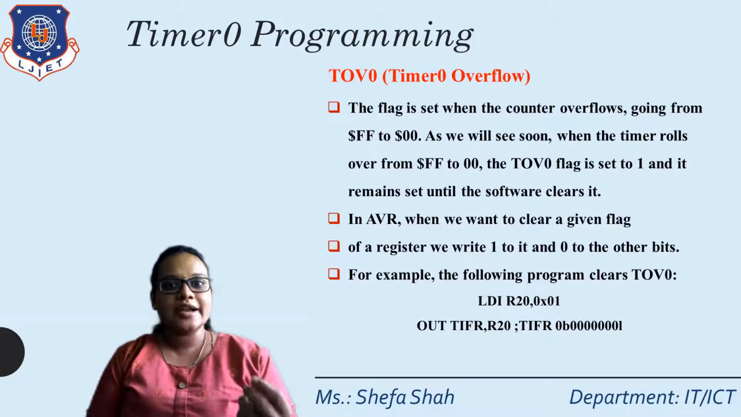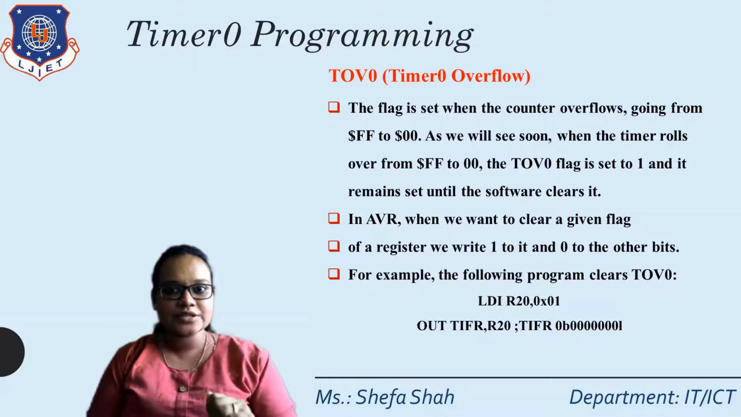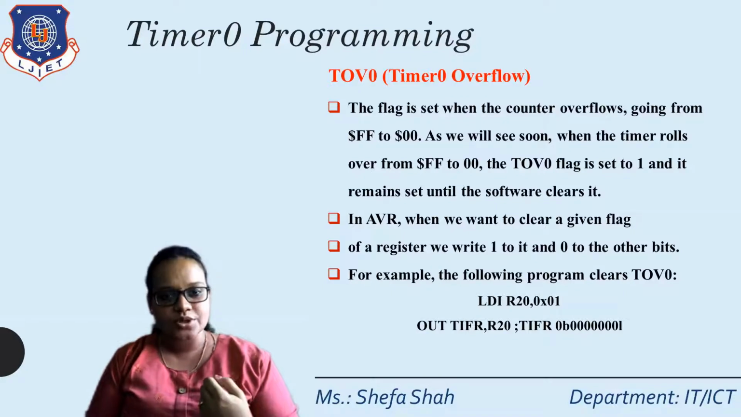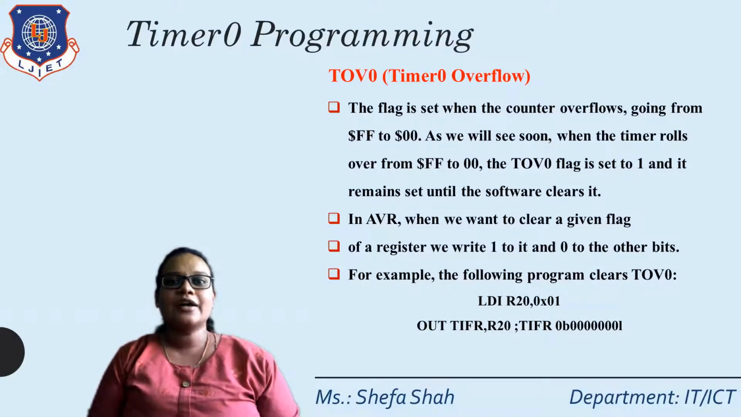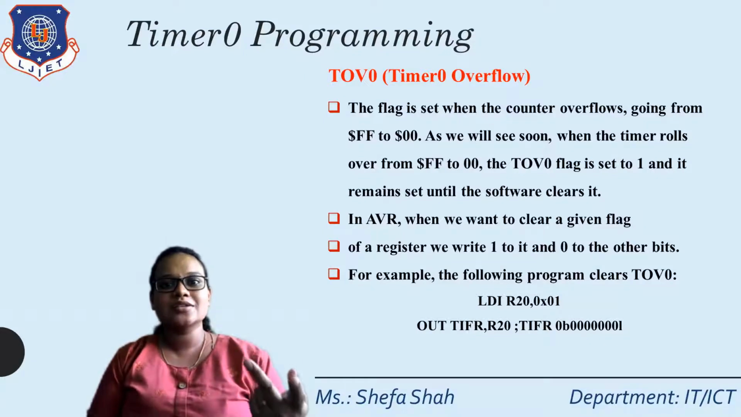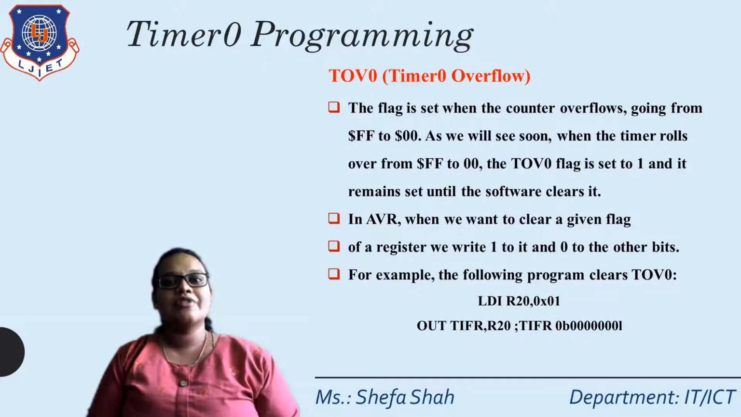So we need to send 1 to that bit and the rest of the bits will be 0, so the data will be 0x01. This 0x01 will be given to a general purpose register using the LDI instruction, that is LDI R20, 0x01. And this data from R20 will be copied to the TIFR register using the OUT instruction, so OUT TIFR, R20. With the help of these two instructions, we can clear this TOV flag, right? Based on this, whenever the timer completes, we clear it.